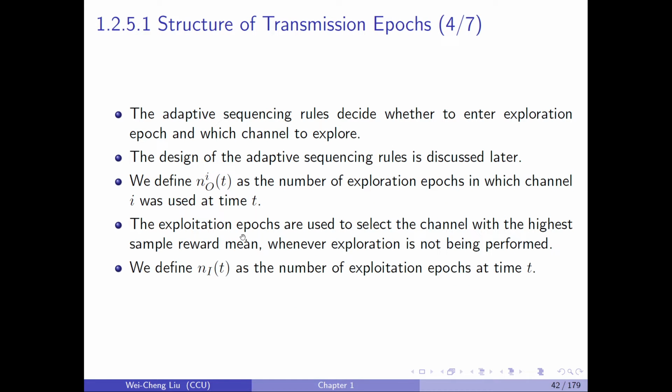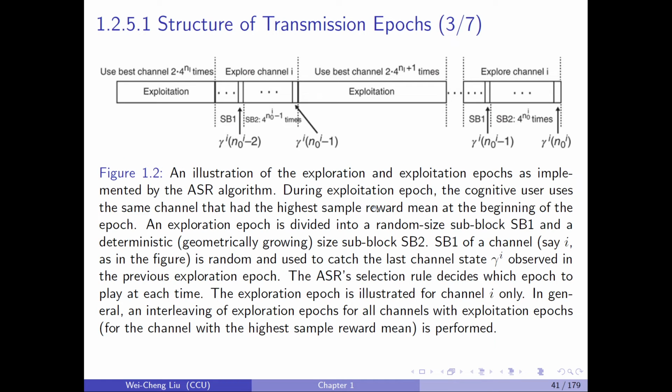The exploitation epochs are used to select the channel with the highest sample reward mean whenever exploration is not being performed. We define N_i of T as the number of exploitation epochs at time T. You can see that here is the exploitation: use best channel 2 times 4 to the power of N_i times, and this use best channel 2 times 4 to the power of N_i plus 1 times.